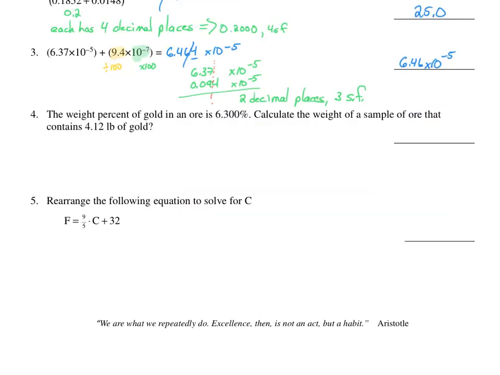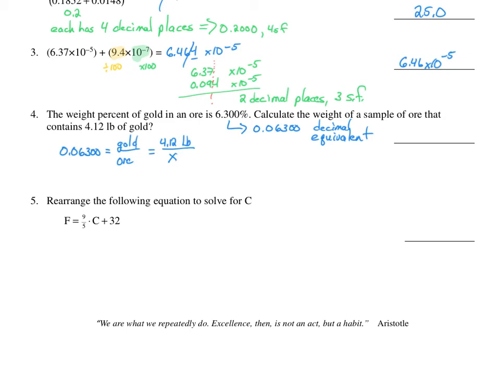Question number 4 is a type of percent problem where the mixture is pre-made. This ore contains 6.300% of the gold. 6.300 has a decimal equivalent of 0.06300. I divide the percent by 100 to have a decimal equivalent of the percent. That makes this math easier.